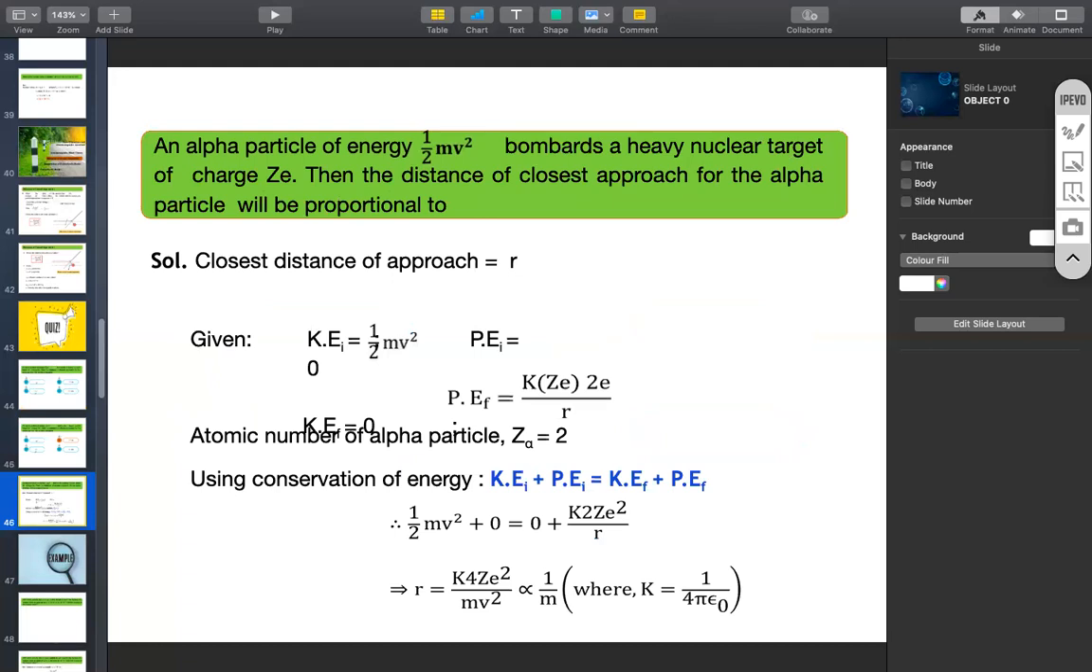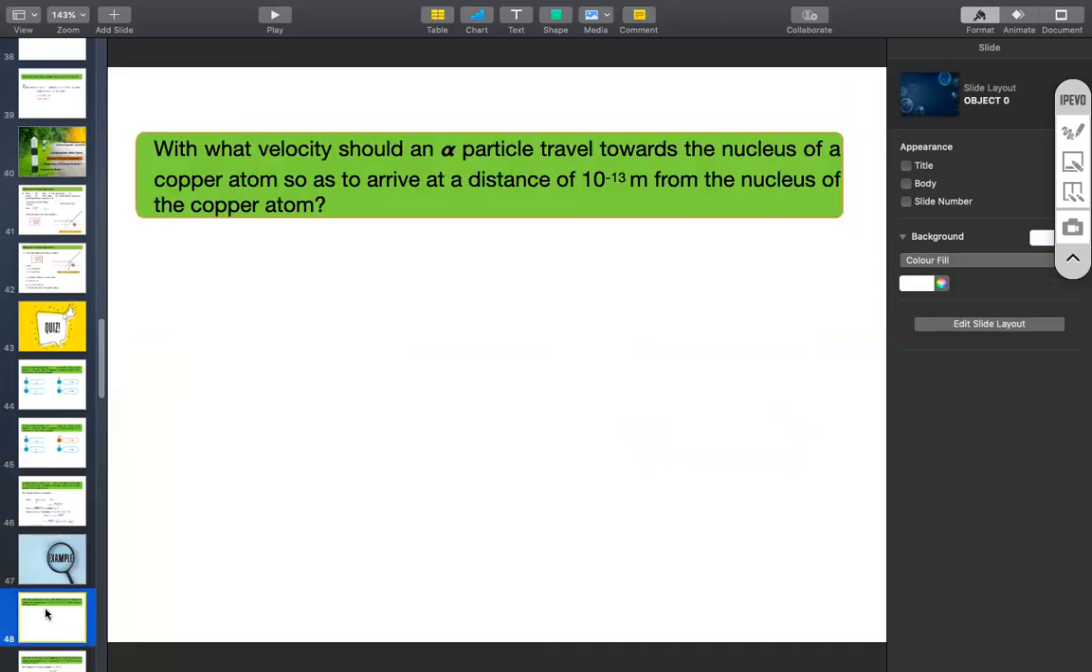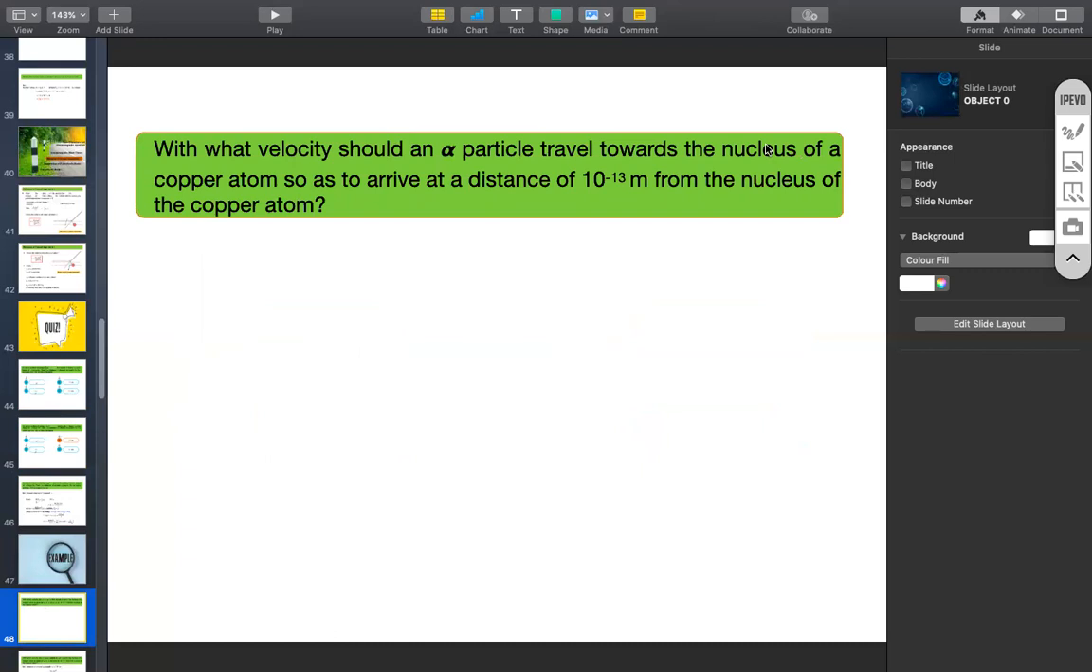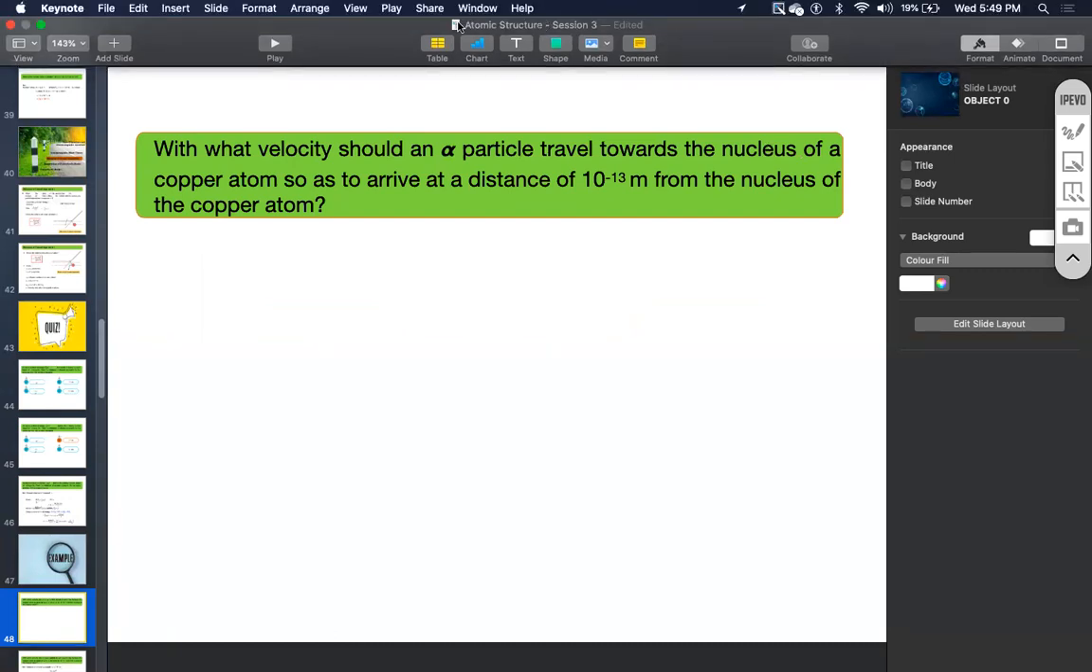We have seen that radius is inversely proportional to kinetic energy. Tell me the answer of this fast. Do this fast.